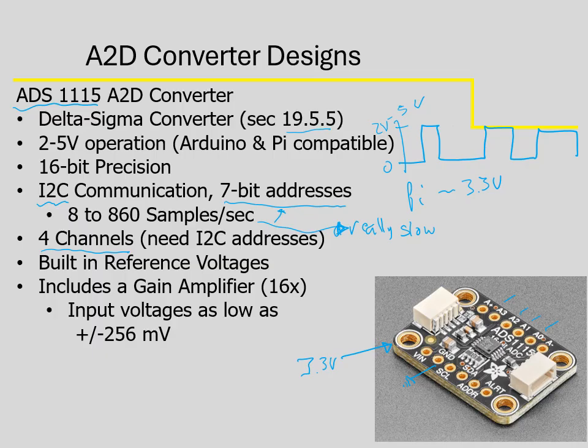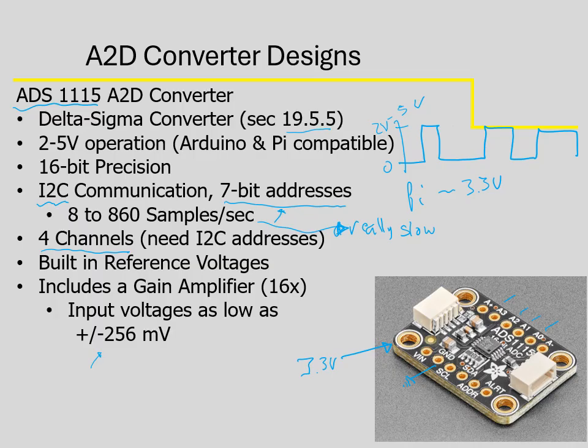So those of you in 460 that did strain gauges, you amplified the strain output because the output from a Wheatstone bridge is very, very small. Because of the gain amplifier, it can take in voltages as low as plus or minus 256 millivolts. And when you multiply that by 16, you're going to have plus or minus 4 volts.